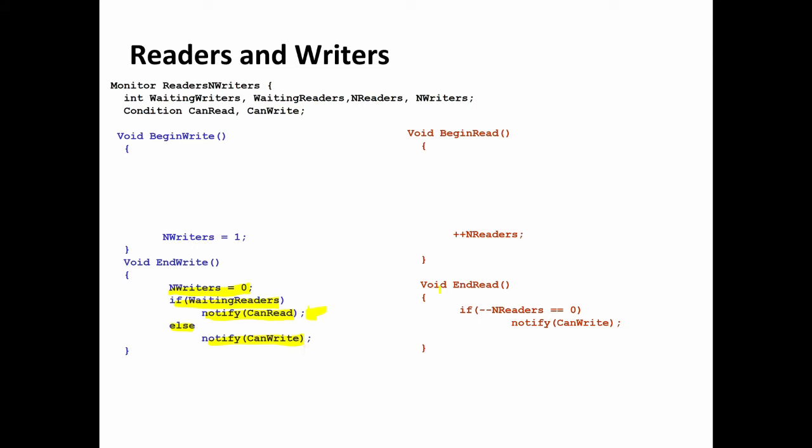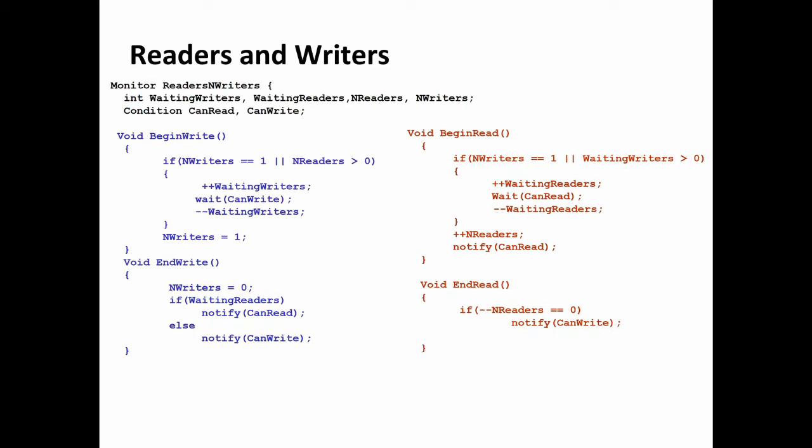Now in the case of end read, we check the number of readers. If the number of readers becomes 0, then we do a notify can write. You can remember the auditorium example that we had seen in the class: if you're the last reader, then you notify the writer so that he can wake up and continue his job. Okay, that's the idea.